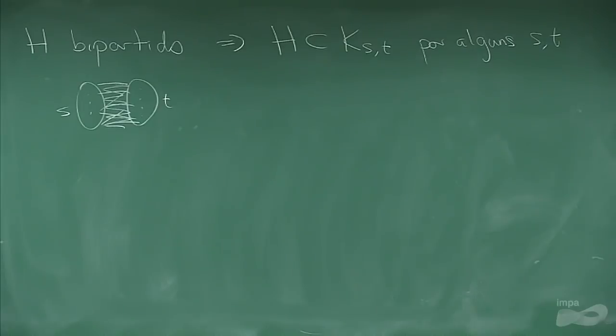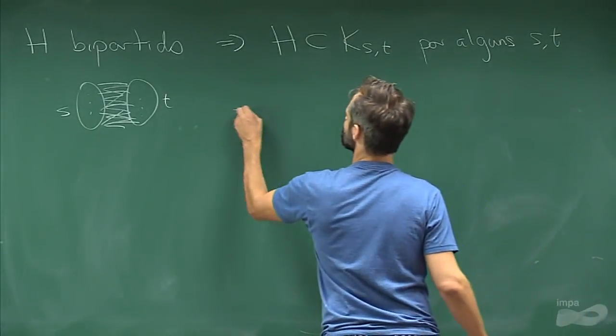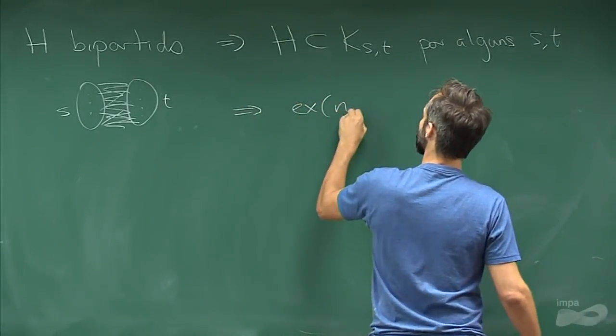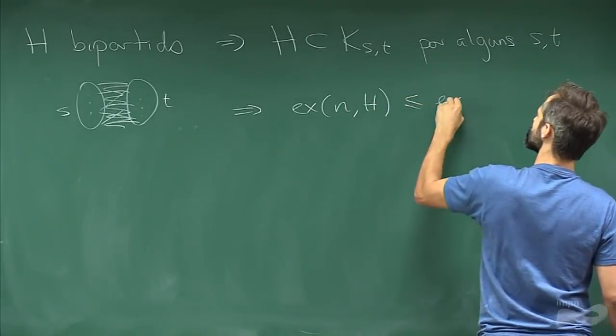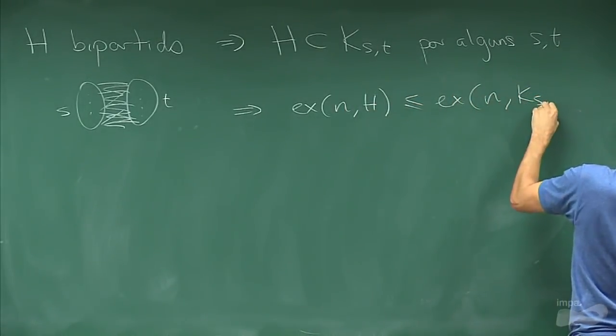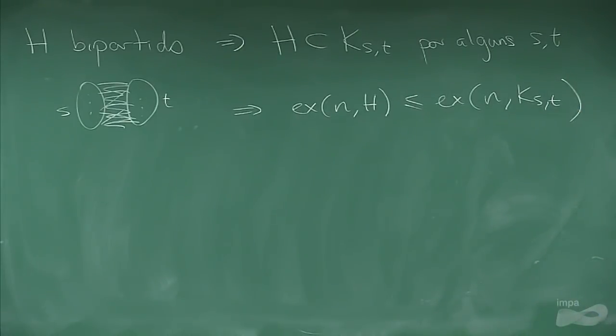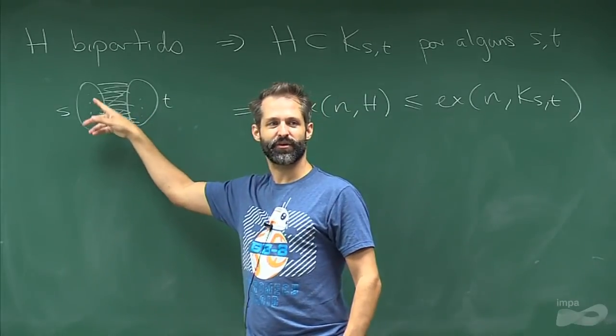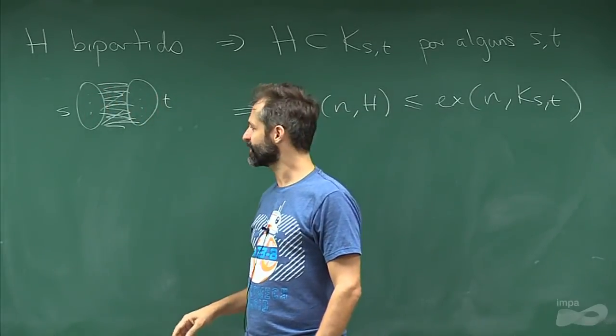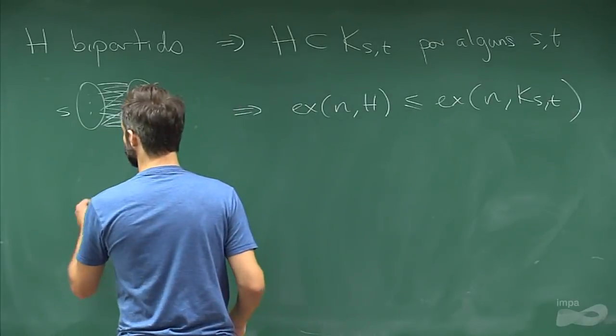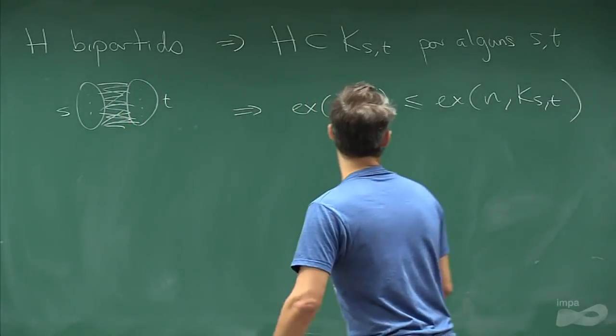And this means that the extremal number of H is at most the extremal number of KST. Because if you avoid H, you definitely avoid KST. So any construction for H also works for KST. KST just means the complete bipartite graph with part sizes S and T. So let's bound the extremal number of KST.